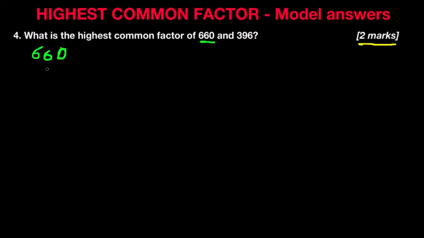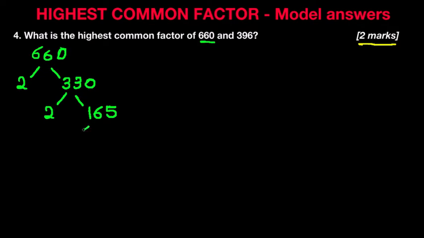660. Now this is an even number, so we can divide it by 2. 6 divided by 2 is 3, 3 again. And 0. So that's nice and easy. Now 330 is another even number. So the smallest prime number we start with is 2. And that becomes 165. That's perfectly okay to show the division workings out as well.